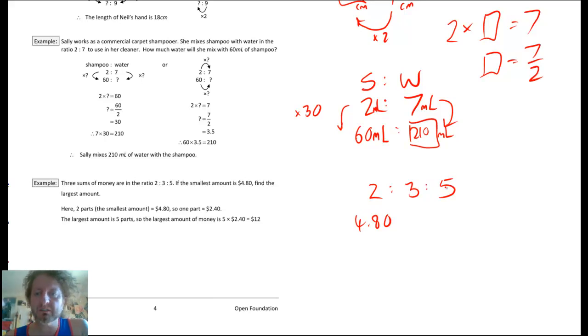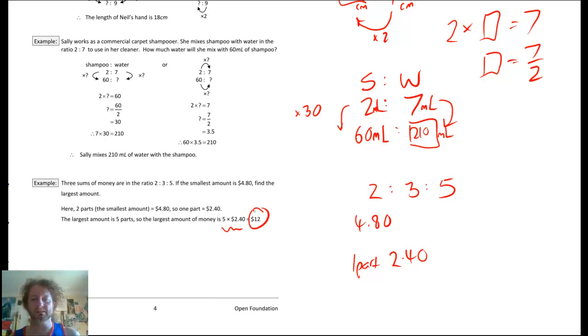Now, again, when I say bits, dollars, cents, it doesn't matter. I'm saying that 2 parts of this amount of money was equal to $4.80. Hence, what's 1 part of this amount worth? Well, 1 part must be half of that, $2.40. So that means that's 2 times $2.40. This will be 3 times $2.40. That'll be 5 times $2.40. The question only asks for the largest part, so I do my 5 times $2.40, which is $12.